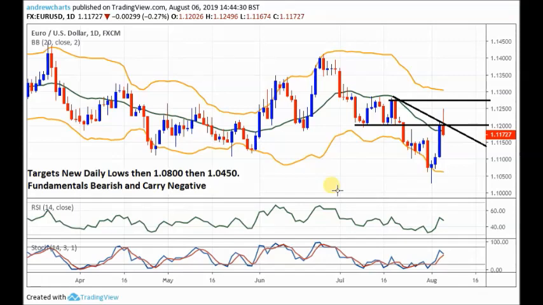Right. In terms of the next pair we're going to look at, it's an interesting one. It's going to be Euro NOK.